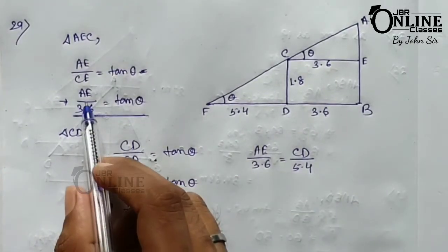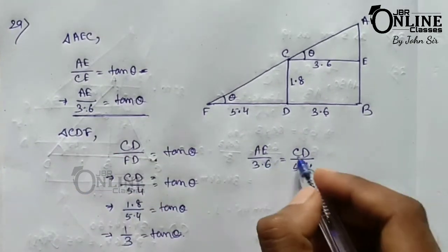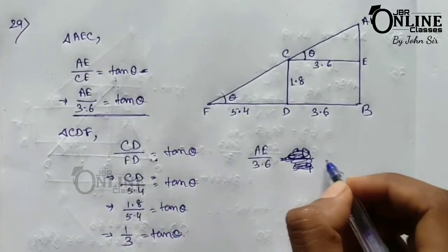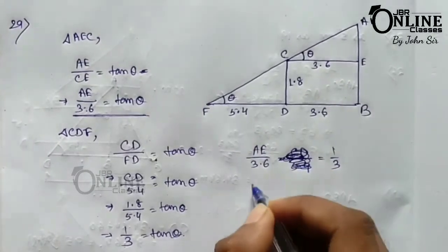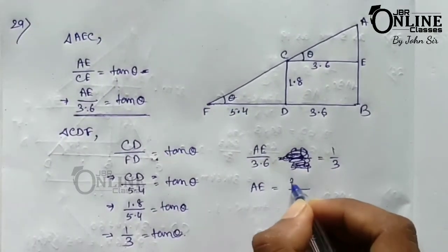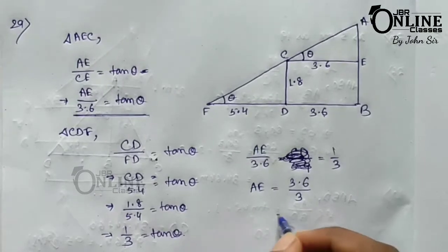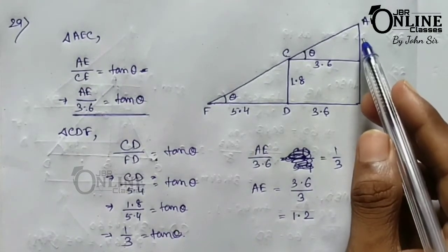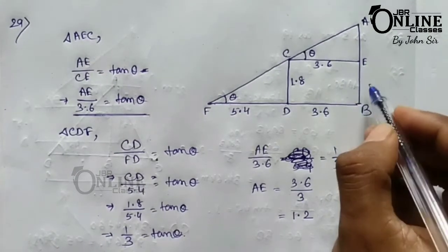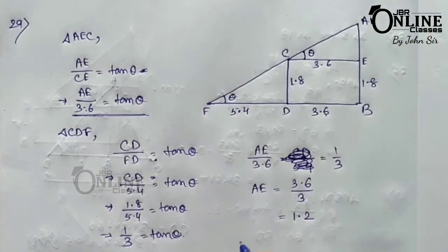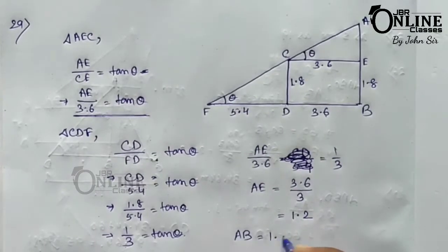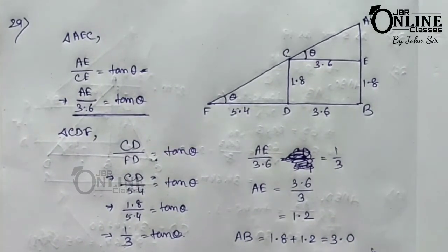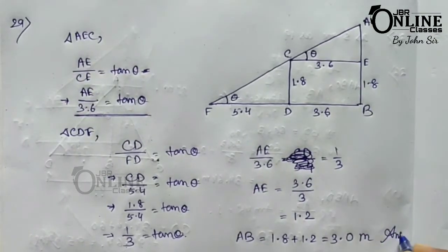Now here AE by 3.6 equal to tan theta. As the value of tan theta equal to 1 by 3, just write down here 1 by 3. That means AE equal to 3.6 by 3, so that equal to 1.2. So as AE equal to 1.2 and this one equal to 1.8, the total height of AB equal to 1.8 plus 1.2, that equal to 3.0 or 3 meter. So 3 meter is the final answer.